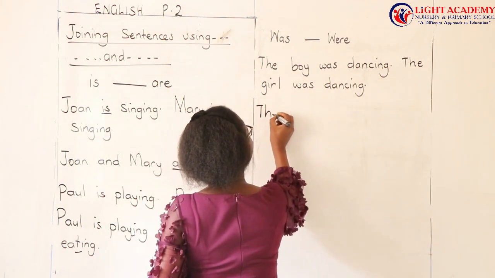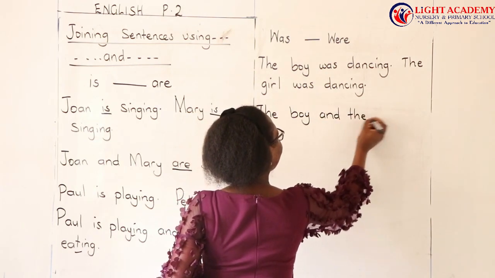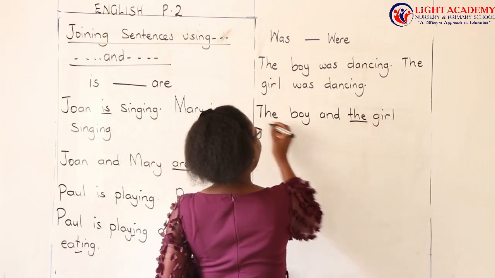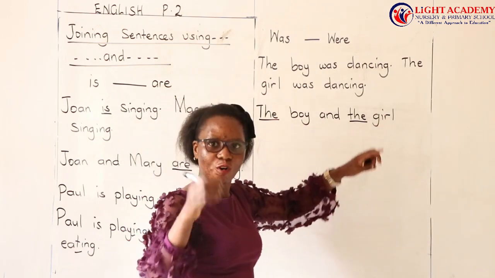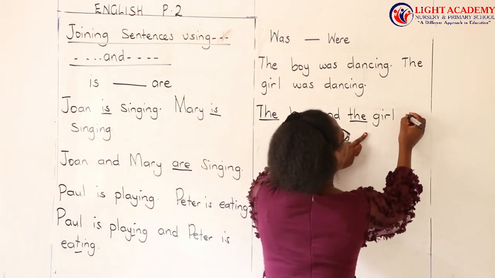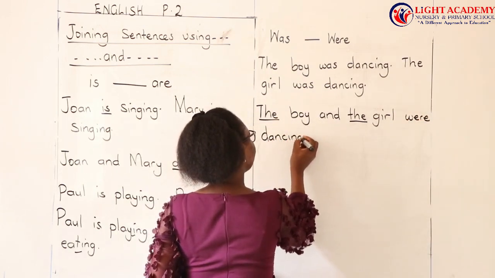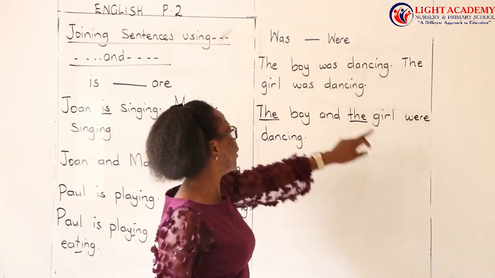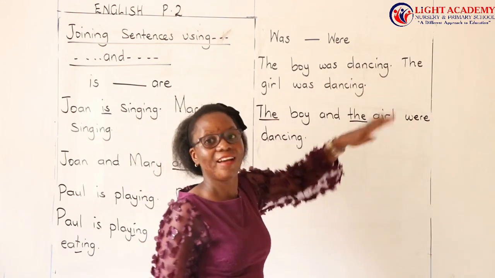The answer will be the boy and the girl. By the way, put in mind these articles, "the" and "the." They have to be there. You cannot just say the boy and girl. No, maintain the article. So the answer will be the boy and the girl were dancing. "Was" and "was" have changed into "were." Why? Because the activities are the same.